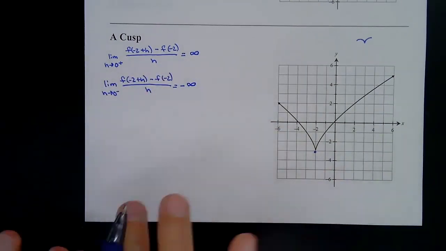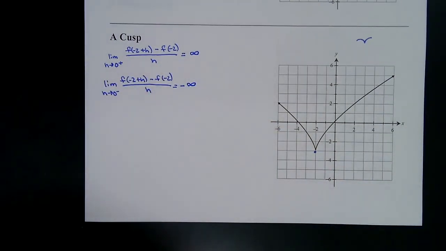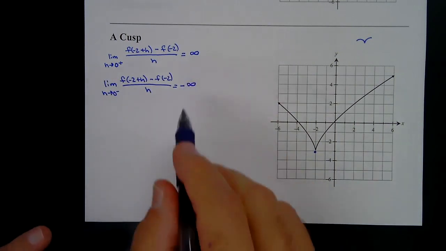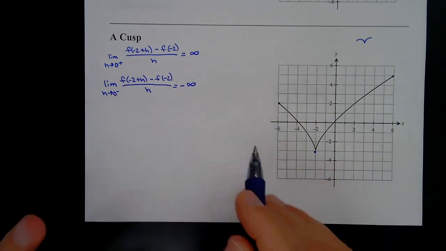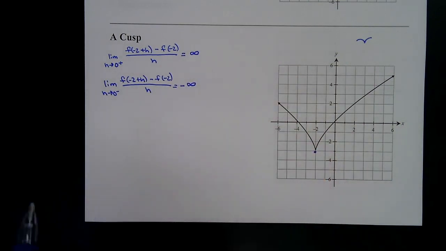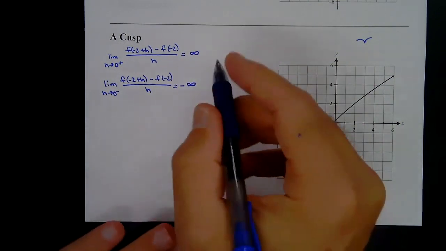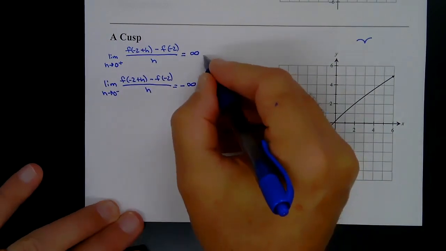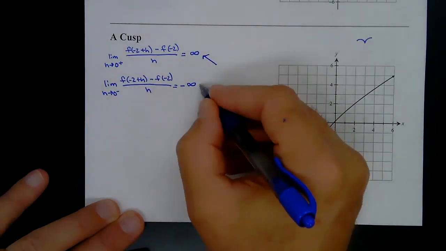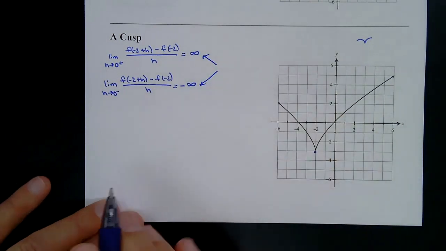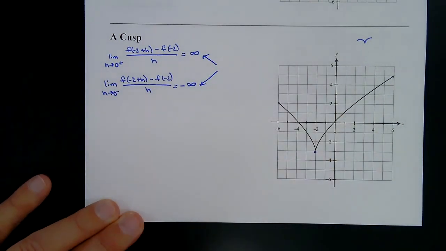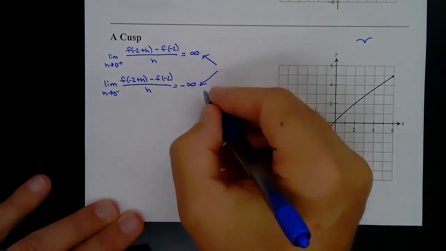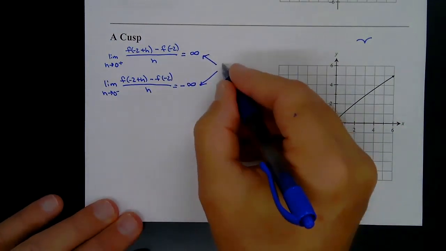So what happens is this comes out to be negative infinity. And we can go through all the work and show that it's either going to come out to be infinity or negative infinity, all right? But what makes the corner is that these are going to be opposite infinities. And that's what's important here, not the calculation of the one-sided limits. So right here, what causes us to call this a cusp is these are opposite infinities.